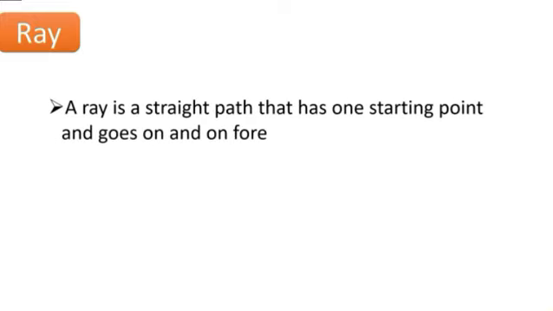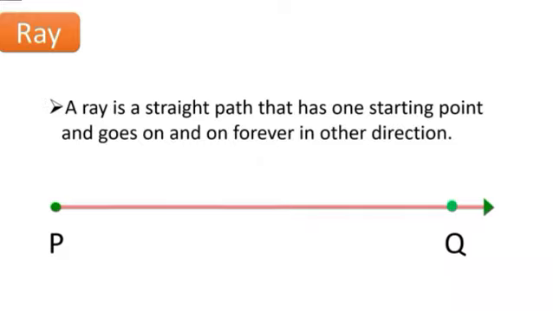So now let's have a look at a ray. So a ray is a straight path that has one starting point and goes on and on in the other direction. So an example of ray is this.